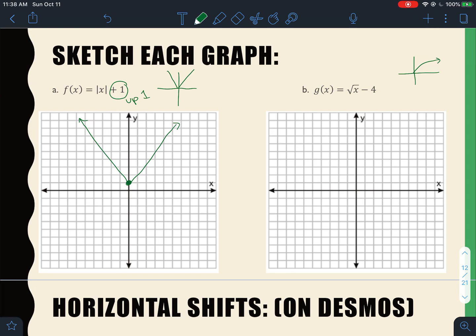The square root of x minus 4, well, from up above, we know the square root of x graph looks like half of a sideways parabola. If we subtract 4 from it, it's going to move the entire graph down 4. So 1, 2, 3, 4. It's going to take that sideways parabola and just move it down 4. So it'll look like that.